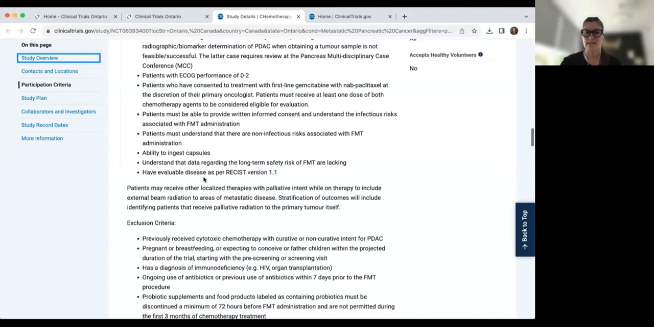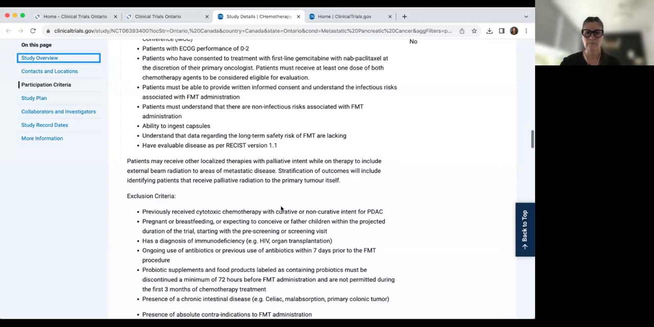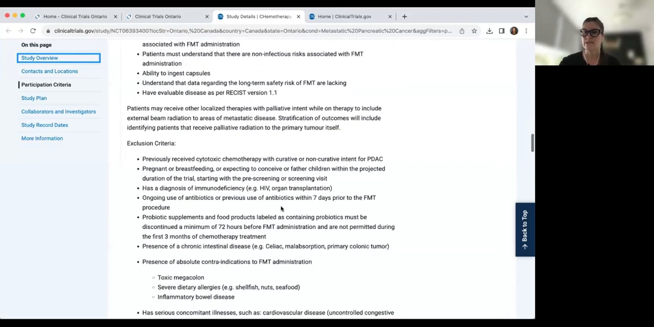evaluable disease as per RECIST version 1.1. And then it goes on to say too that patients may also receive other localized therapy with palliative intent. So you'd have to look at that too. So then we go on to the list of exclusion criteria. So these are the things that would make you ineligible to participate in the study.